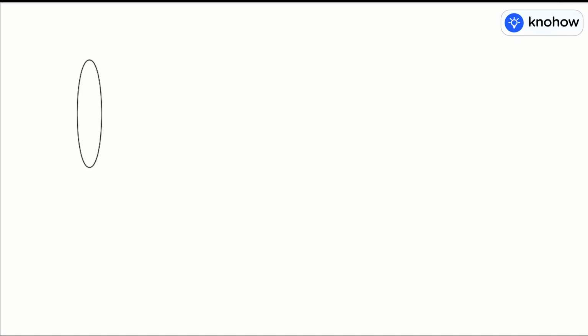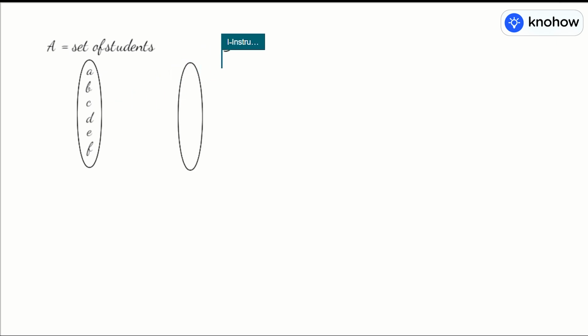Consider A as a set of students, say A, B, C, D, E, F. Capital A is the set of students A, B, C, D, E, F. And B is the set of hostel rooms, the set of rooms in a hostel consisting of, say, 7 rooms: room number 1, 2, 3, 4, 5, 6, 7.